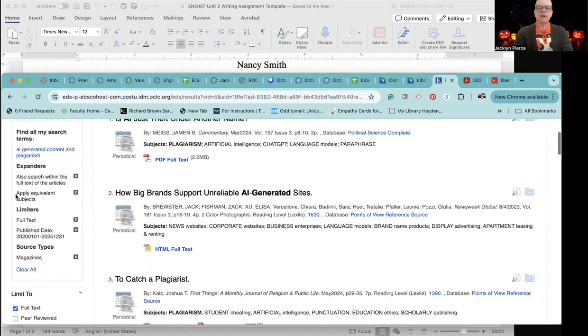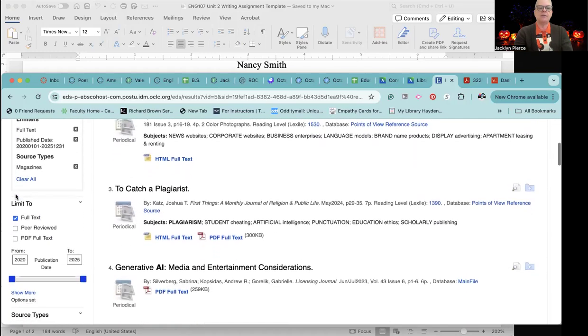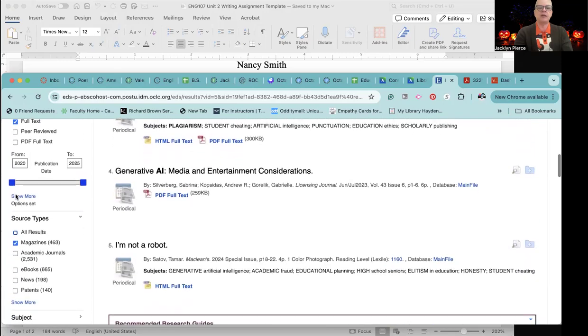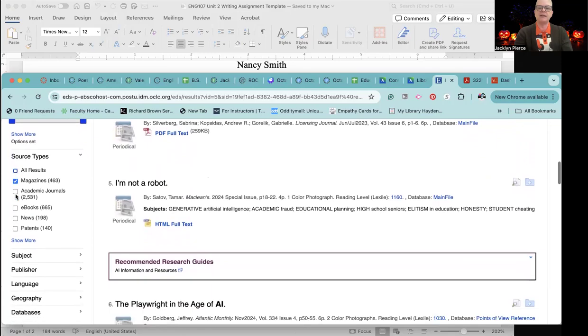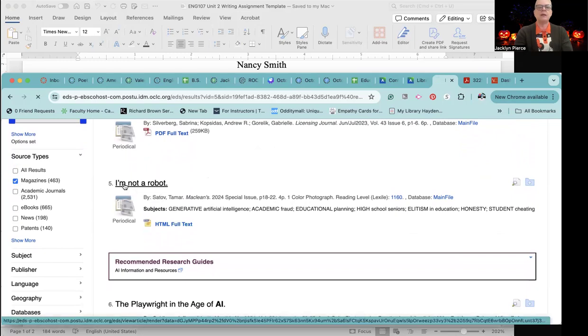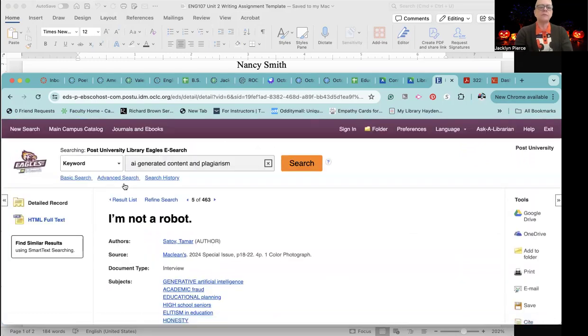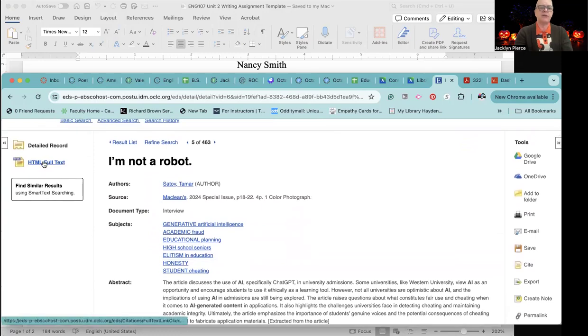Now we have a bunch of choices still. To catch a plagiarist sounds fun. Generative AI. I am not a robot. I like the title of that one. And that's a pretty big article. It's a 4-page article. So this is kind of interesting to me. I'm going to choose, I'm not a robot. Why not? So I'm going to click on this link, and it's going to give me options on the left to look at the full text. This is where you will read the article and then write your summary, et cetera, et cetera.